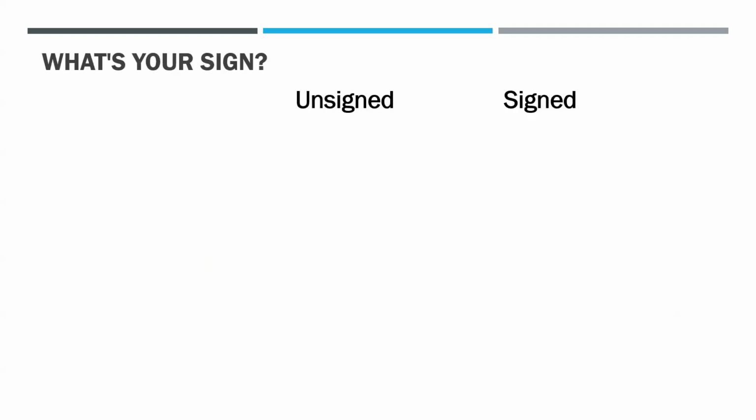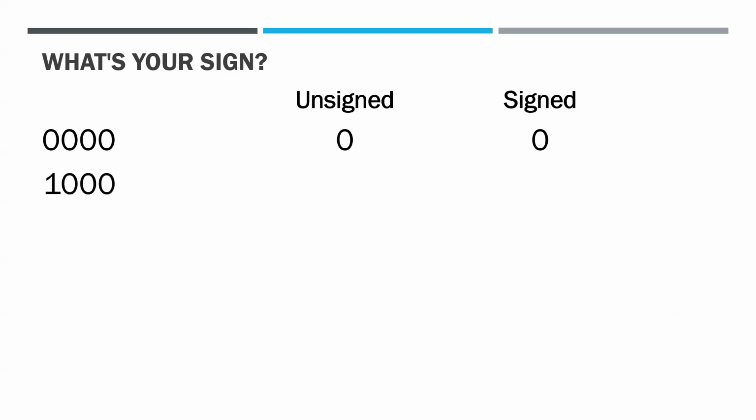So let's do a few examples here. I give you the 4-bit 0000. Now, unsigned or signed, it's always 0, right? I mean, there's nothing going on there. So that one's straightforward. But now let's try this one.